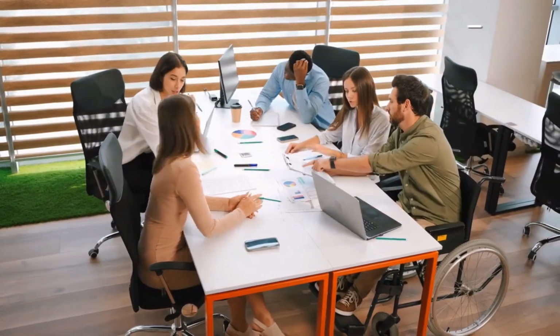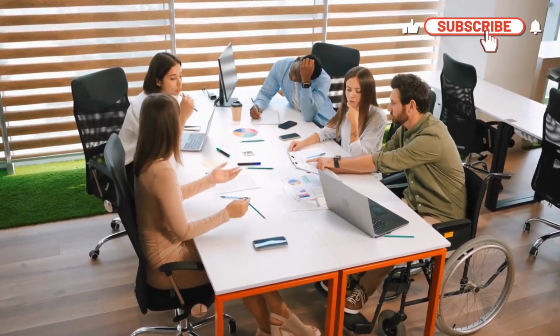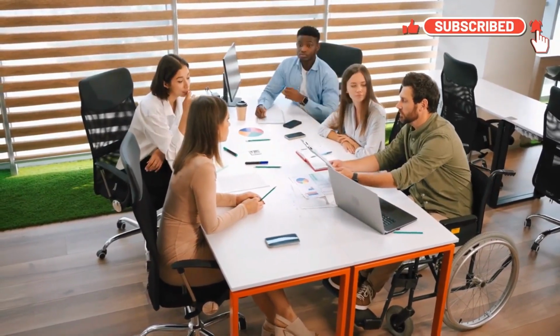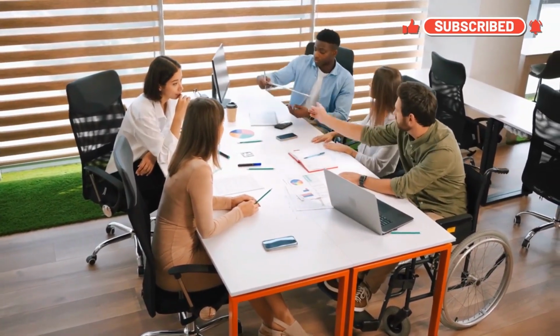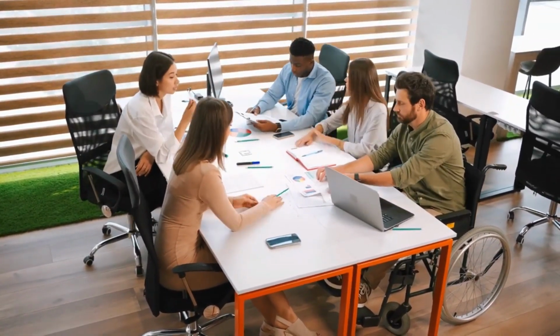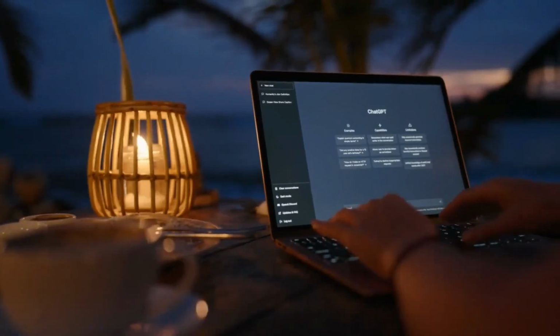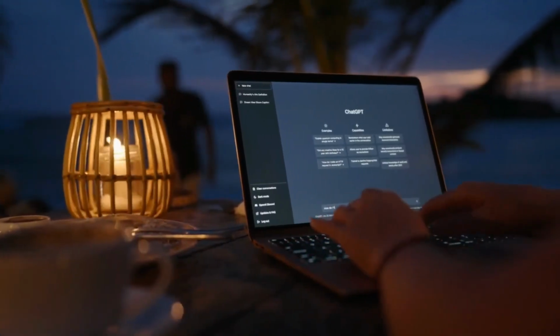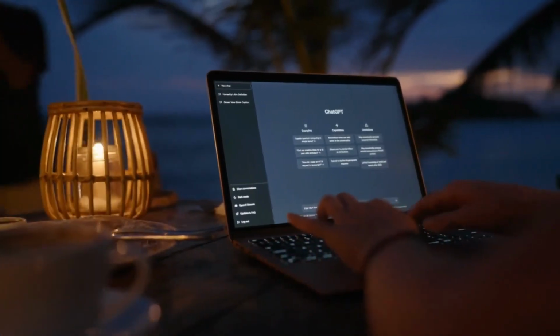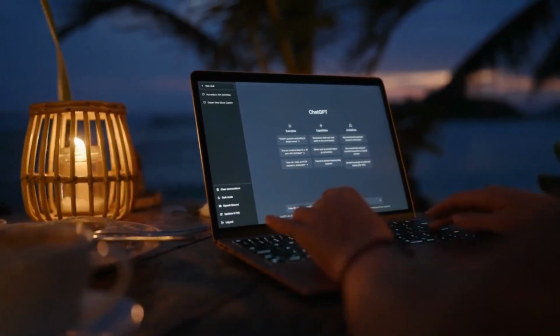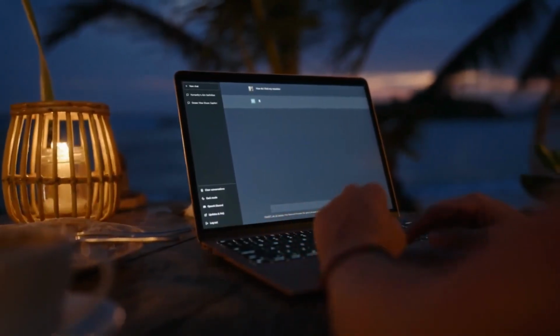Explore documentation. Familiarize yourself with OpenAI's documentation to learn more about available parameters and best practices. Learn from outputs. Analyze the model's responses to gain insights into language patterns, context interpretation, and creative writing techniques.